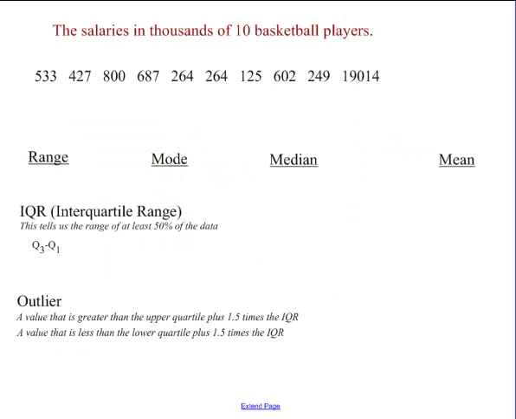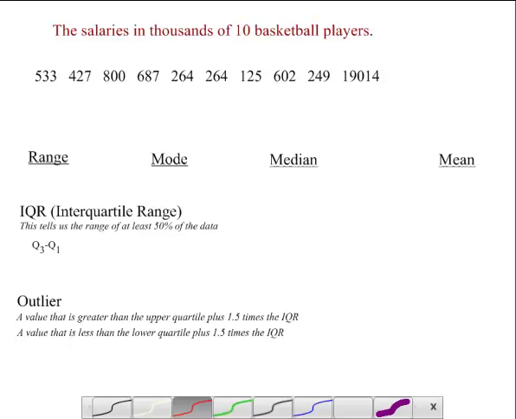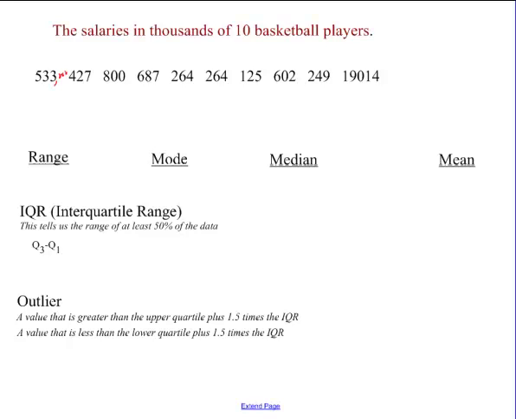Okay, we have one other thing to learn today, and that's about outliers and interquartile range. So below you see the salary of 10 basketball players, and that is in thousands. So in other words, I would have to add on 3 zeros to each one of these to get their true salary. So this guy makes $533,000 a year. And then this guy up here makes $19 million a year. LeBron James, somebody sitting on the bench.